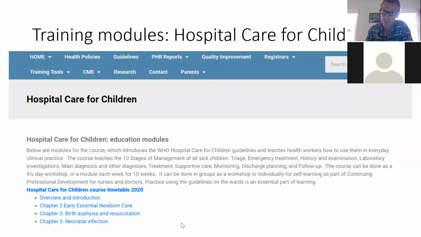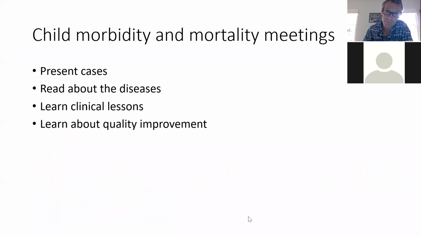Now, of course, some of this we're going to cover in the lectures we give throughout the year, but I just wanted you to know that all of these resources are actually on the Paediatric Society website.